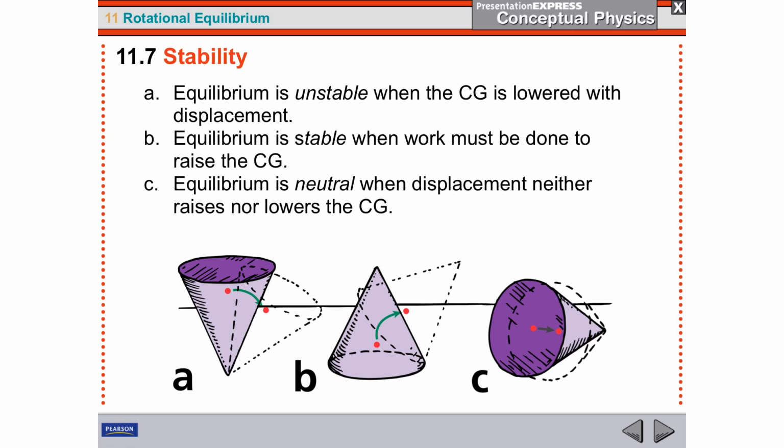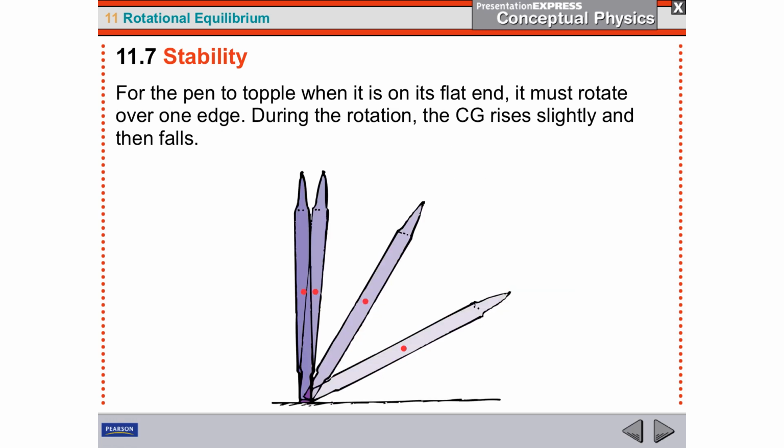If you were to simply roll it on its side, wherever it rolls to is going to have the same center of gravity, and so that would be a neutral displacement. It doesn't lower or raise the center of gravity at all.